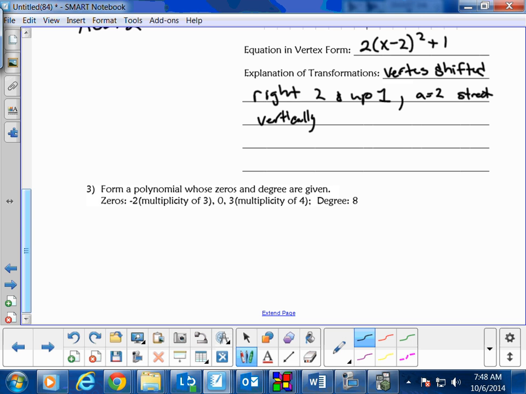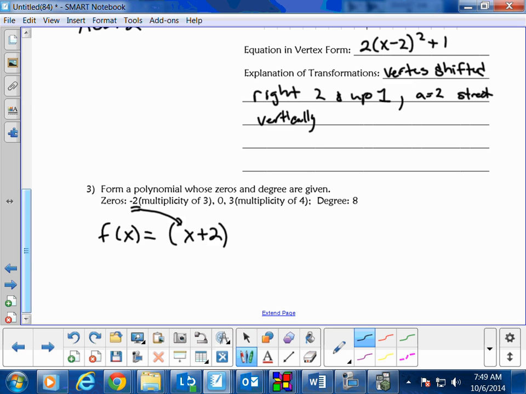This one says, form a polynomial whose zeros and degree are given. So, if you're given the zeros, those are basically the x-intercepts. So in this case, to produce this, I have to have x plus 2, because that means the x value, -2, will result in a 0. That's how you know how to generate it. You basically take the opposite of it.